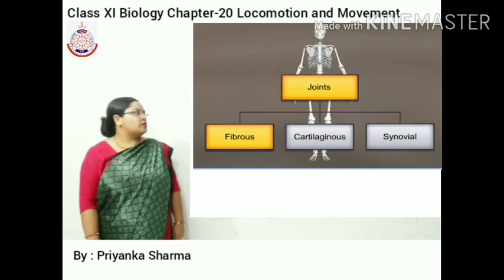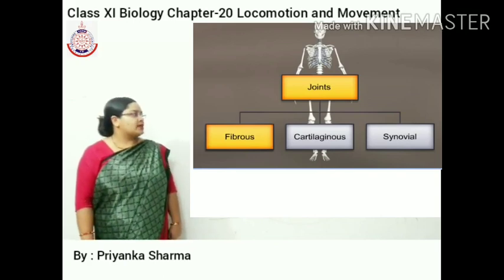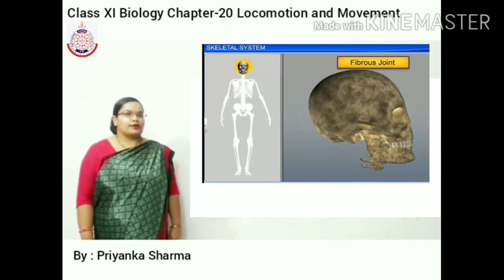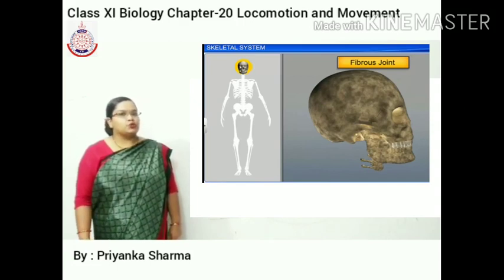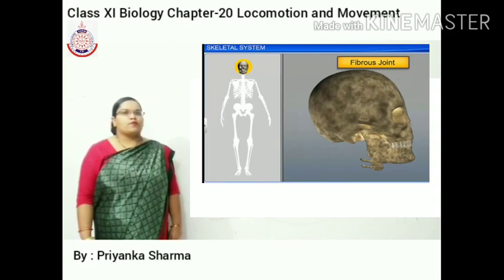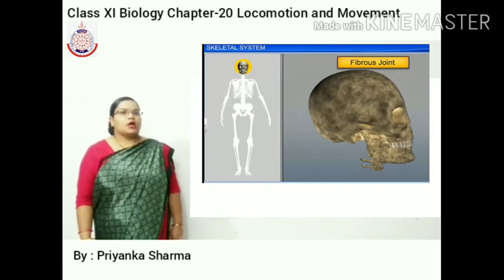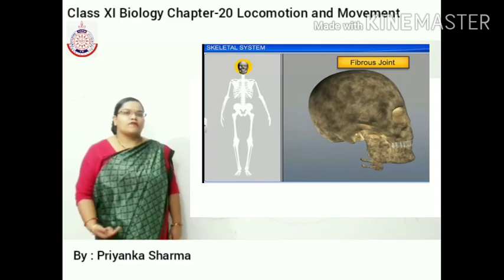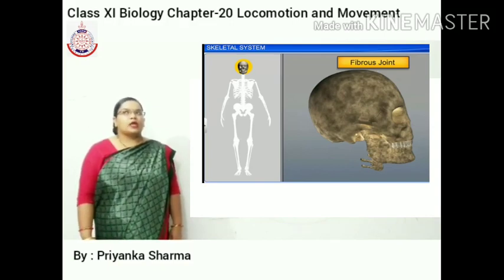Okay, first of all, we will study in detail about the fibrous joints. Fibrous joints are also known as immovable joints. What does it mean? That these joints do not allow any movement between the bones. Okay, so can you guess where an immovable joint or fibrous joint is present? Let me give you the hint.